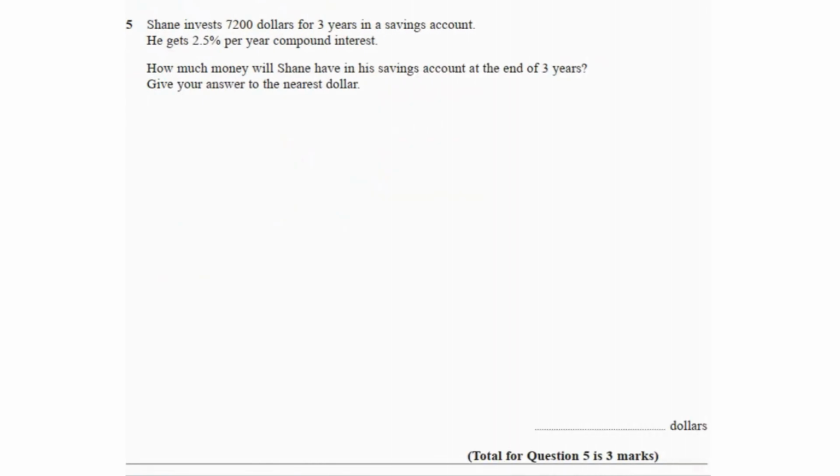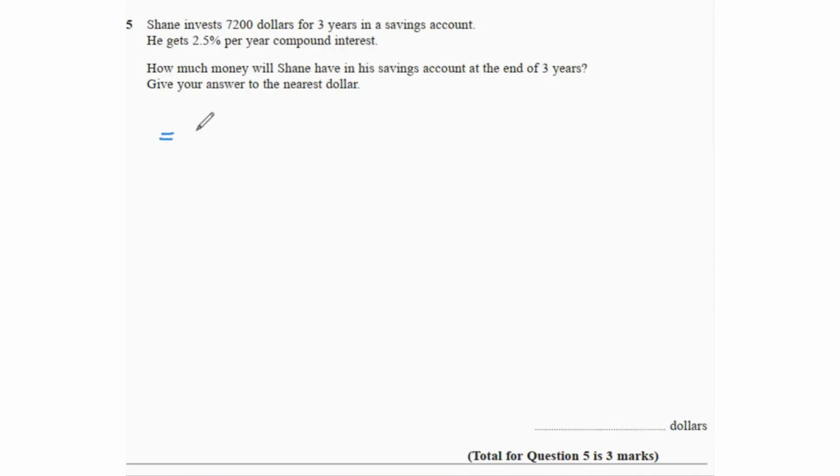Let's say Shane invests $7,200 for 3 years in a savings account. He gets 2.5% per year compound interest. How much money will Shane have in his savings account at the end of 3 years? So once again, similar to the question we have already done. As you can see, they're not changing a lot. It's the same wording. The only thing that changes is the value. And if you understand how to solve these questions, you won't struggle at compound interest questions in your exam.